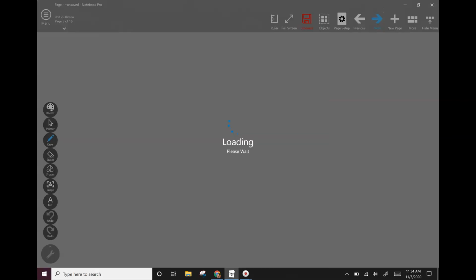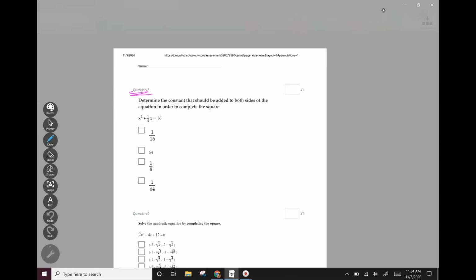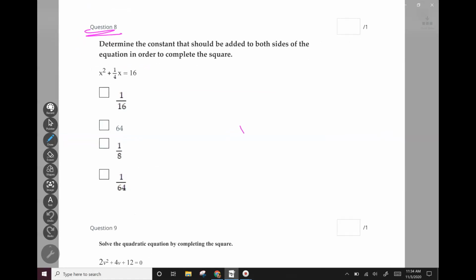I'm not going to do that one, but I'm going to do the next one, which is just like it. Okay, determine the constant that should be added to both sides of the equation in order to complete the square. This should be a quick question on the test. You don't actually have to solve. You're just looking for the constant that you would add to both sides to complete the square.